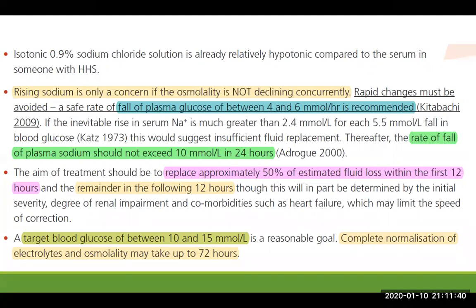The correct answer: no initial intravenous insulin infusion. This is the most important one.